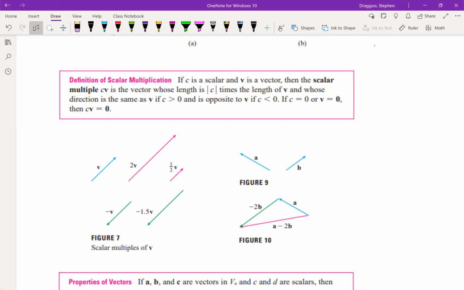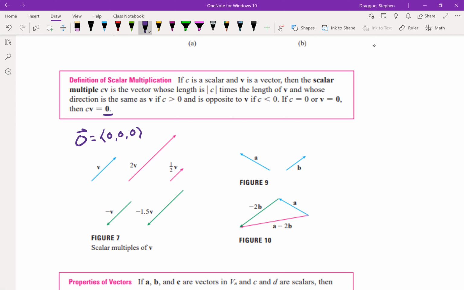Note the fact over here that 0 is in bold, which means that we are talking about the vector 0. So 0, 0, 0 if we're in 3 space, it would just be 2 zeros if we're in 2 space. And then figures 7, 9, and 10 just show a few examples of some scalar multiplications of vectors.